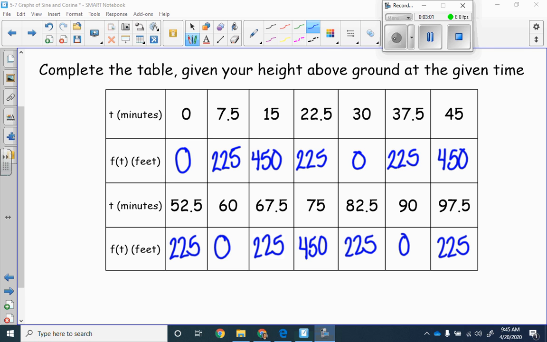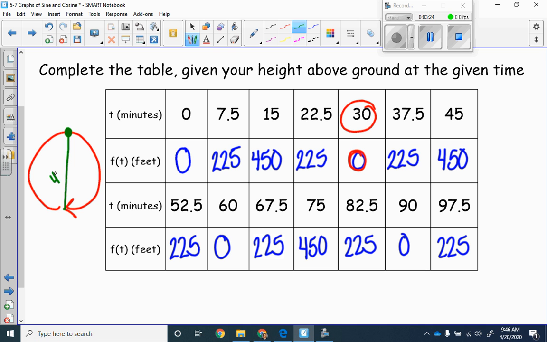All right, so here's my table all filled out. Notice that at 30 minutes I am back at 0 because it takes 30 minutes to make one complete rotation around that Ferris wheel. Notice at 15 minutes I'm at 450 feet because that's halfway, so that's going to put you up at the top, and you know that the diameter of your Ferris wheel is 450. And at 7.5 minutes, well, that's half of 15 minutes, so that's going to put us halfway up, which would be 225 feet, the radius of your circle. So there we have our table.